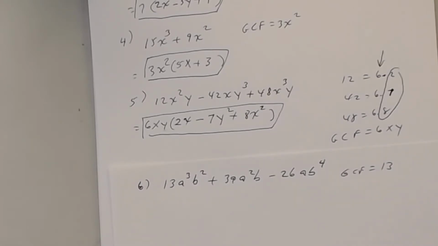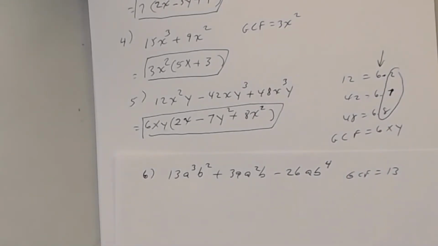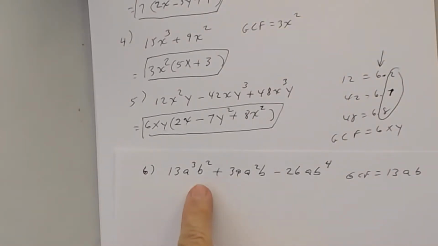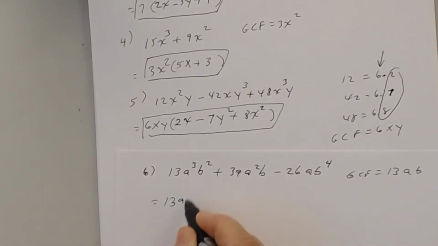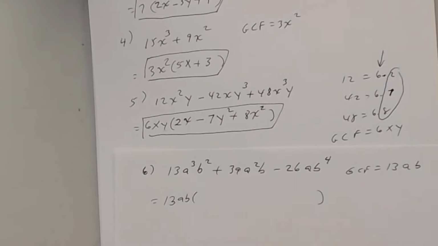A. Not a squared, because I don't have enough a's right here. A and what? B. If you said a squared, you have to be very careful. You better make sure that you have at least 2 factors of a in each one of these, and I don't, because I only have 1 factor of a here. So it cannot be a squared. So then you're going to say 13ab times, just like we did before.